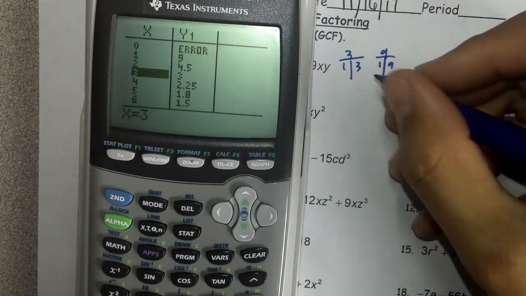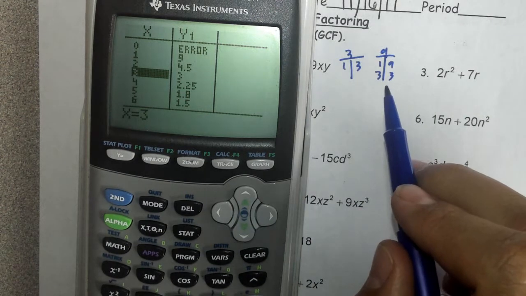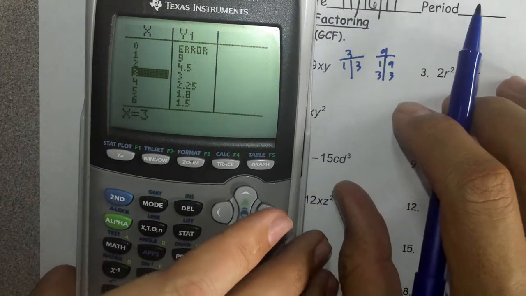Then 3 and 3. Okay. My 3's repeated there, so I'm done. Those are all the factors.